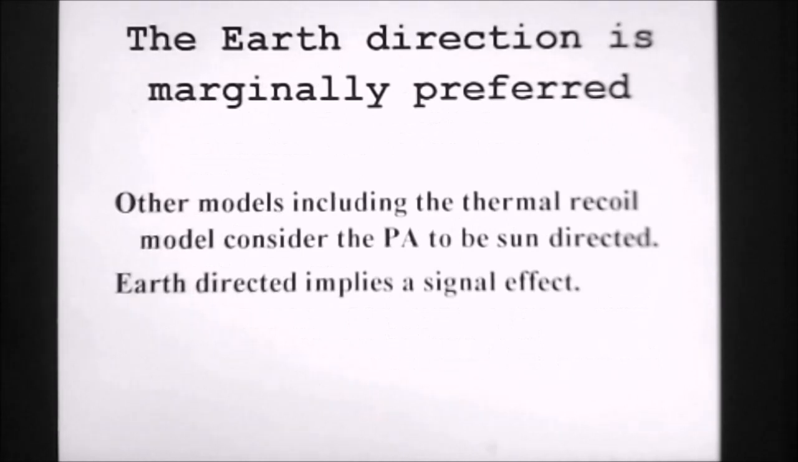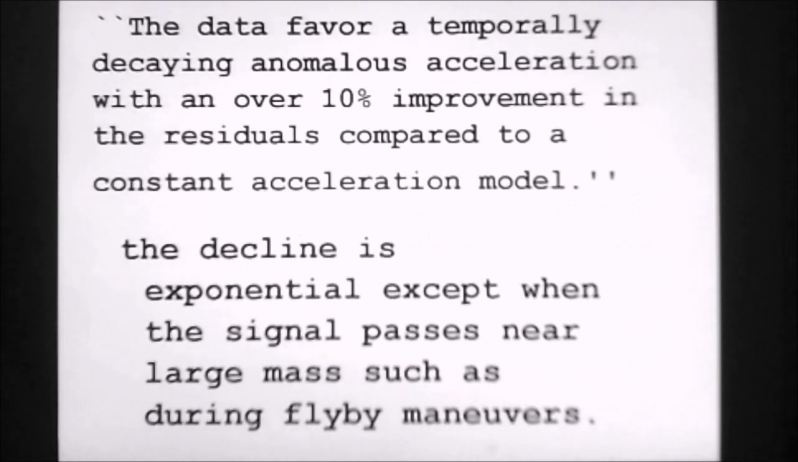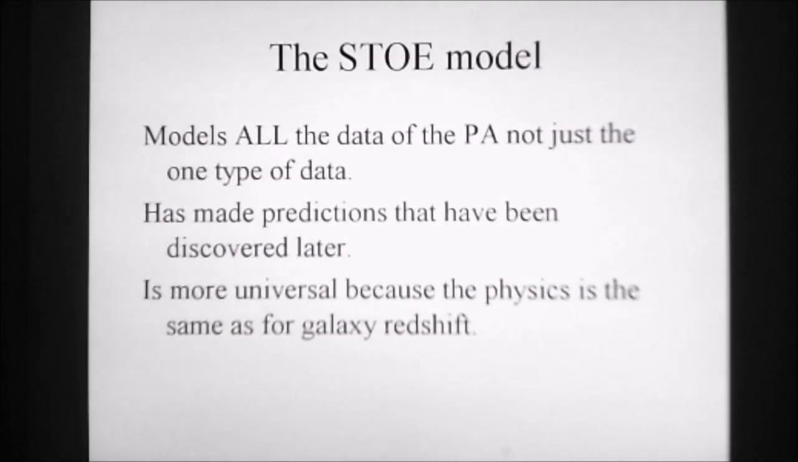The Earth direction is marginally preferred. Other models, including the thermal recoil model, consider the Pioneer anomaly to be sun-directed. Earth-directed implies a signal effect, which is what the STOE has. We quote, "The data favor a temporarily decaying anomalous acceleration. The decline is exponential according to the STOE, except when the signal passes near a large mass, such as during flyby maneuvers."